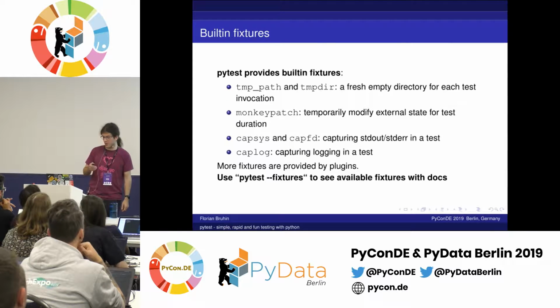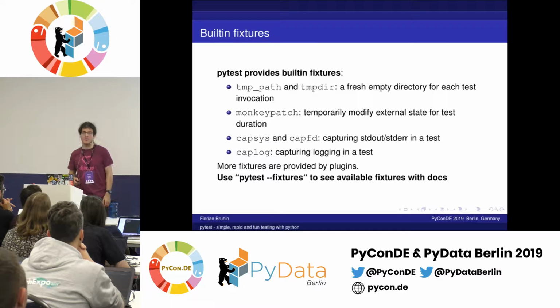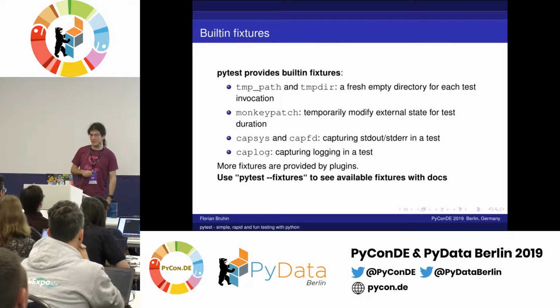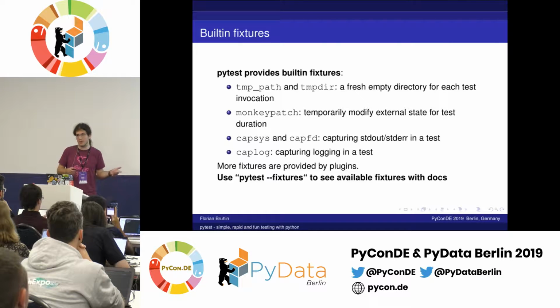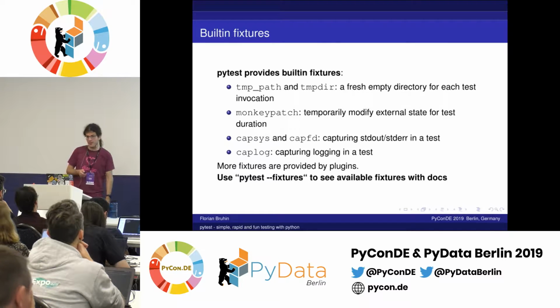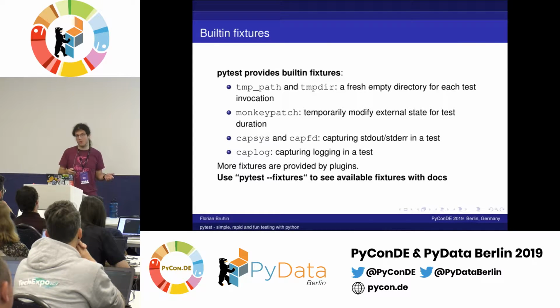So I want to quickly look at some built-in PyTest fixtures, which can be quite useful. PyTest can give you a fixture to create a temporary directory for each test. It gives you a fixture to temporarily modify external state, for example, patch some function away. And it gives you fixtures to influence the capturing, the output and logging capturing. So if you need to know what a function prints or what ends up in the log, you could use those.